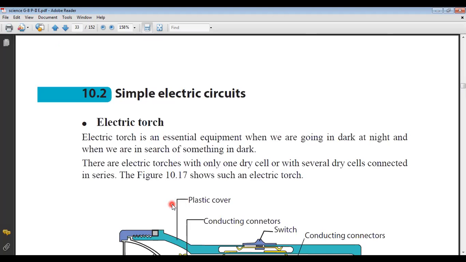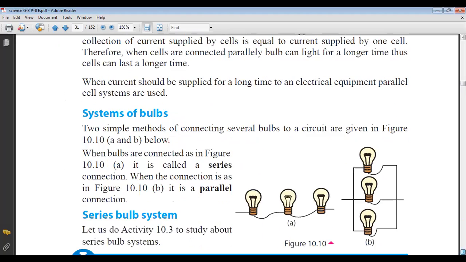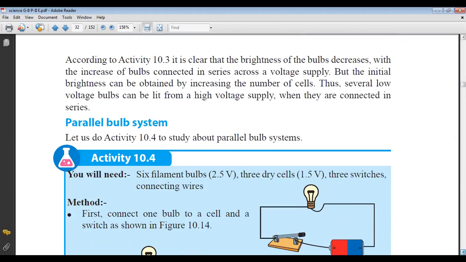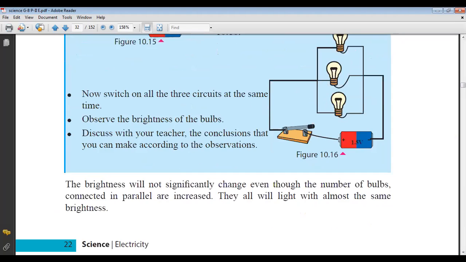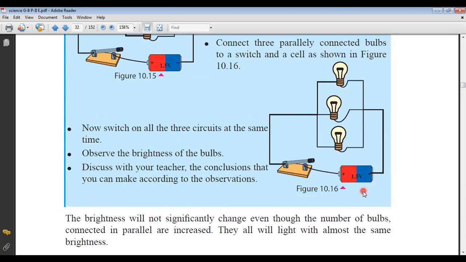Now switch on all three circuits at the same time and observe the brightness of the bulbs. The brightness will not significantly change even though the number of bulbs connected in parallel is increased. They all will light with almost the same brightness.